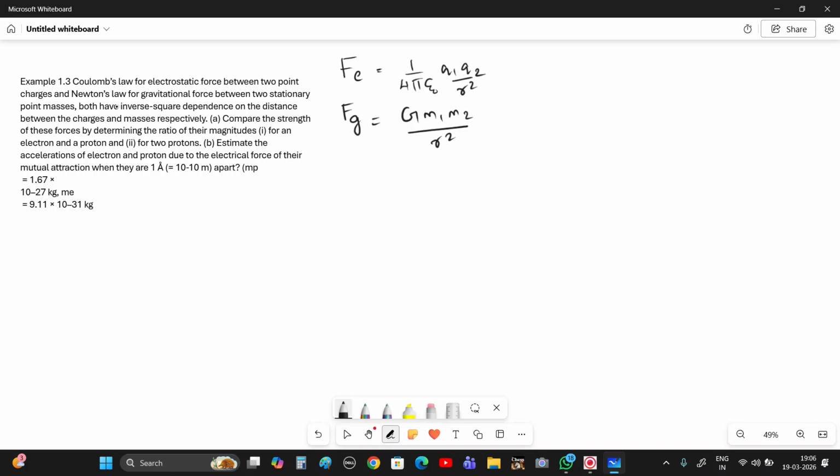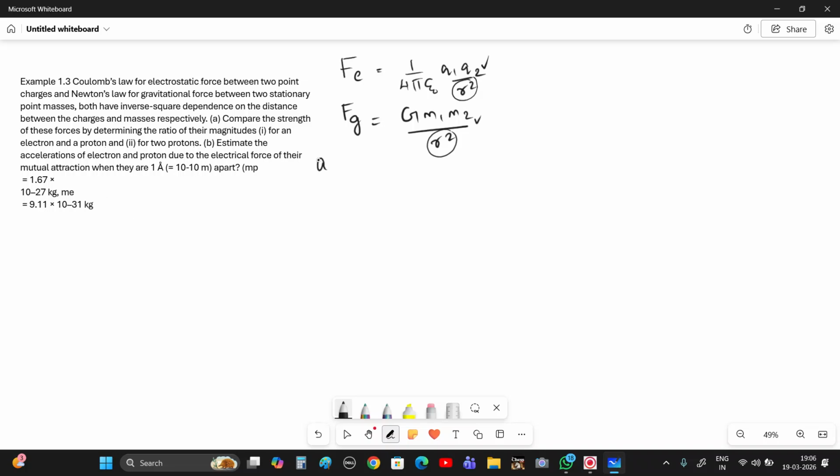So they are telling that these two equations have inverse square dependence on distance. In both equations you can see R square in the denominator. That is why it is told that they have inverse square dependence on distance. In the first case it is between two charges and in the second case it is between two masses. So first they are asking you to compare the strength of these forces by determining the ratio of their magnitude, for an electron-proton pair and also for two protons.